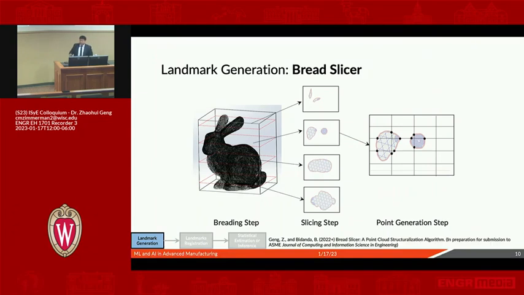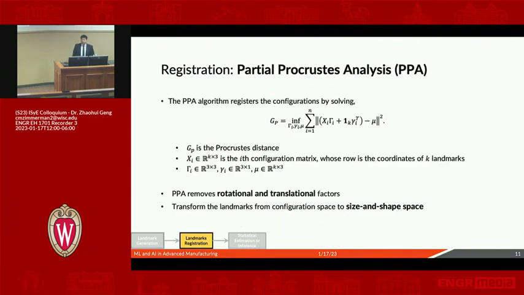settings, right? So the next step is the registration step, meaning we want to remove the unnecessary factors located in the point cloud. That is rotational and translational factors. The part is a part. No matter where it is located, it's still with the same dimensions, right? So therefore, we need to have this registration step.